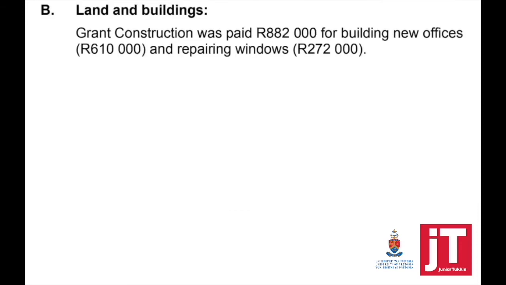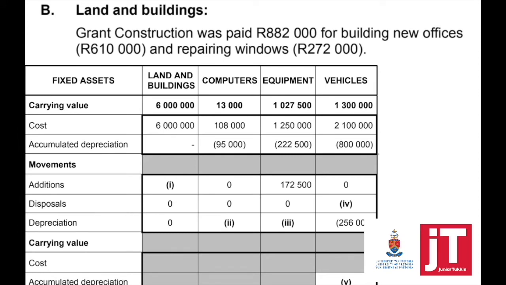Grant Construction was paid $882,000 for building new offices, $610,000 and repairing windows, $272,000. If I look at the fixed asset note, we need to look at land and buildings. We've got the balance, the cost in the beginning, and there's no balances given to you at the end. This is straightforward. To solve the additions, number 1, you simply need to identify which of those amounts I need to use. Do not add them together.